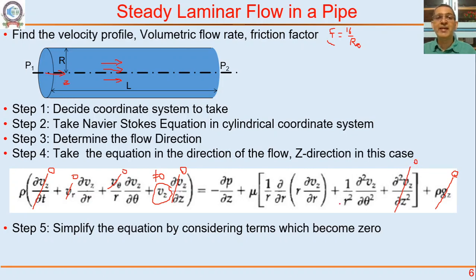Does Vz vary in r direction? Yes, Vz varies in r direction. It can be a very high value near the center of the pipe, very low near the wall. So this is important. This is non-zero. Does Vz vary in theta direction? No, it is symmetric around the theta direction. This is 0.